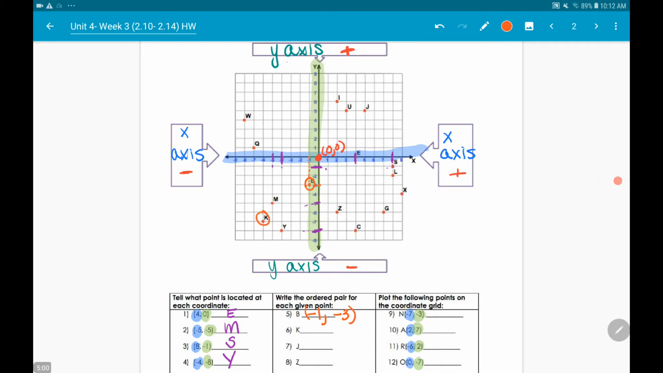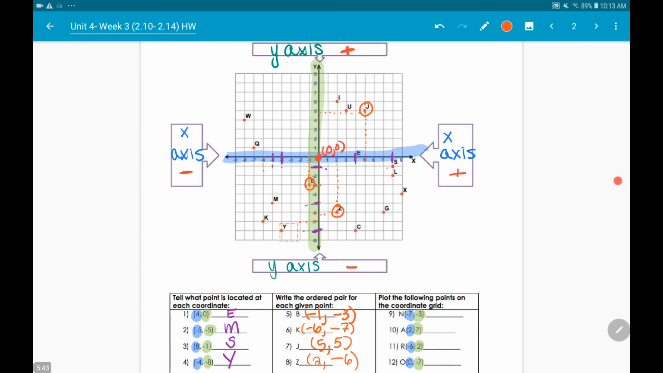All right, next thing, K. Again, I look at blue first because that's my x first. And then I look at my green, that's -7. Keeping it going, I have J, again, blue first. So I have 5 for my x. Now green, I have 5 for green. Last one is Z, blue first. I have 2 and -6.